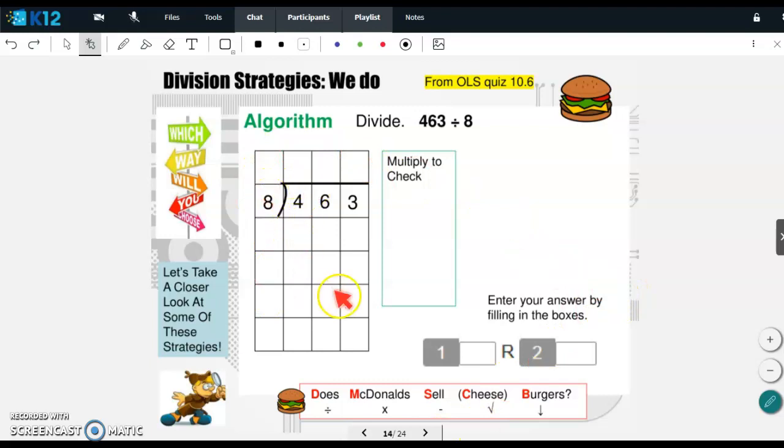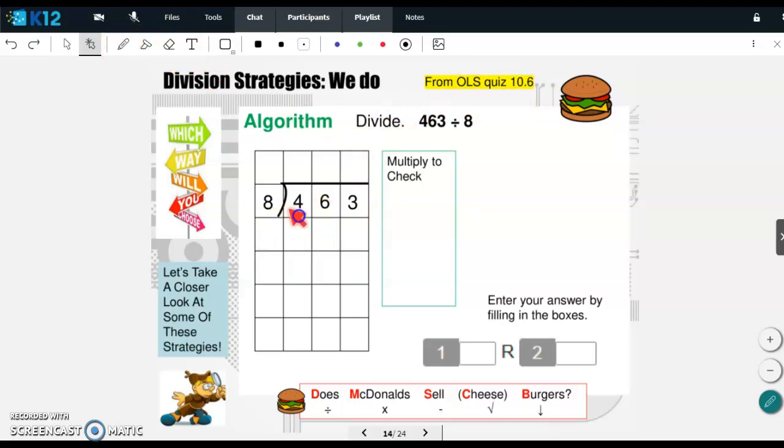Okay, if you feel like you can do this on your own, go ahead and pause it and then just press play when you want to check your answer. Otherwise, stick here with me and do it with me. This is from your quiz 10.6, so please make sure that you go ahead and write this answer down.